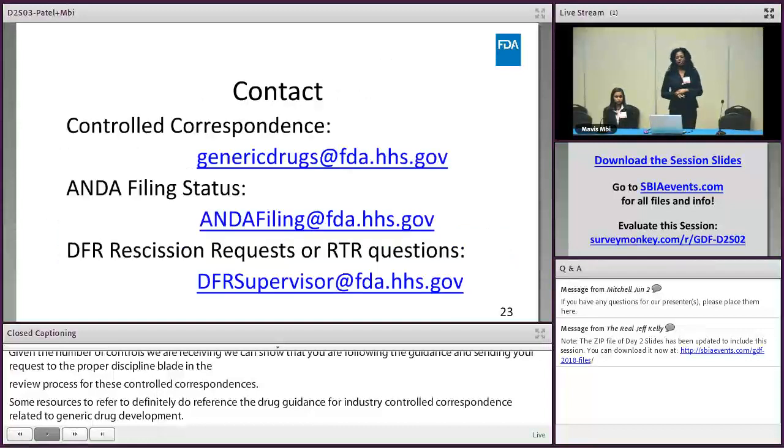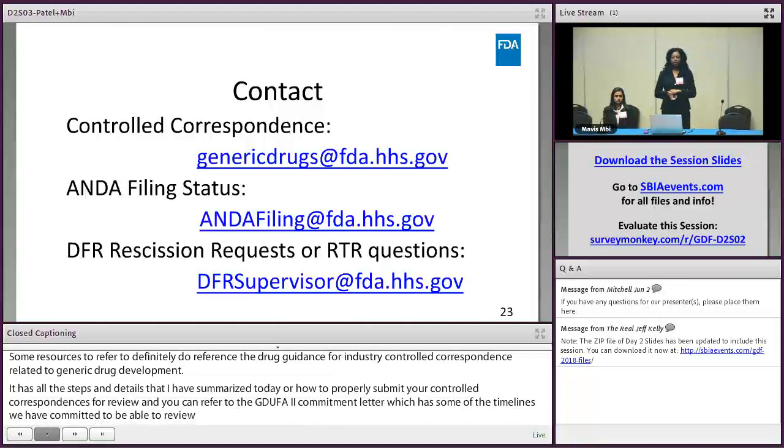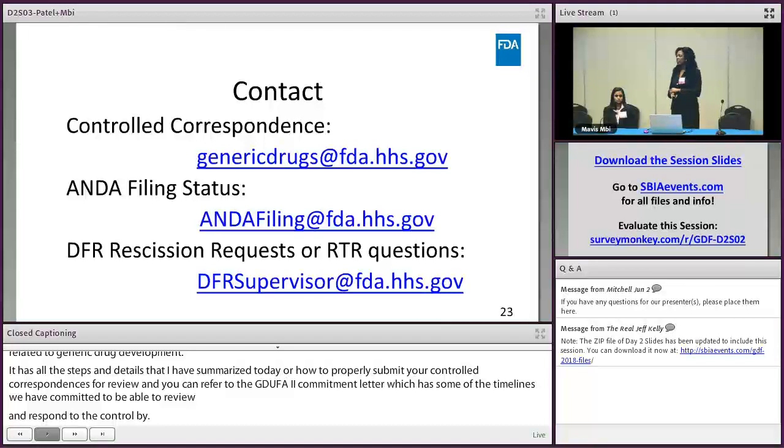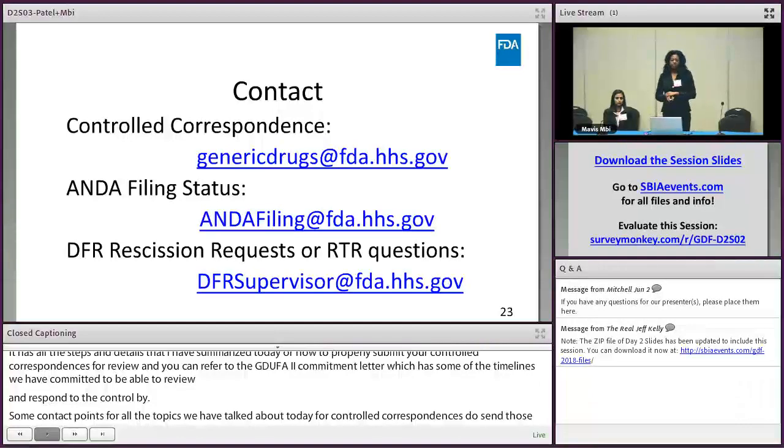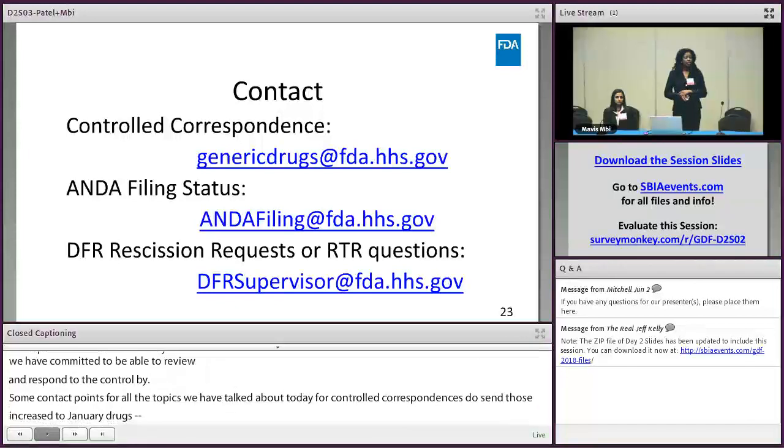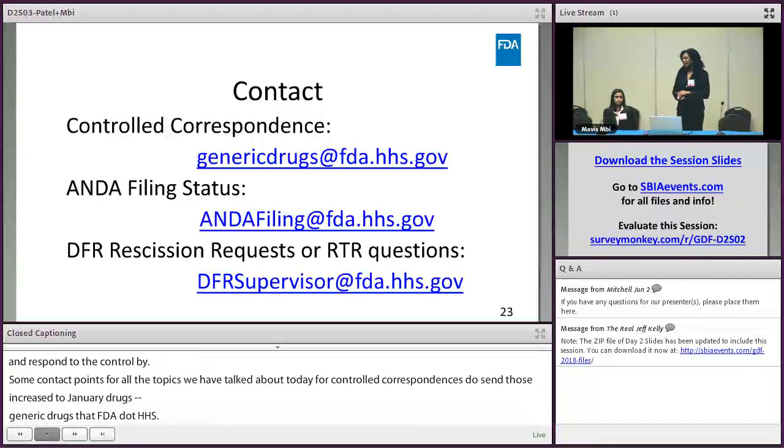Some contact points for all the topics we have talked about today. For control correspondences, do send those inquiries to generic drugs at fda.hhs.gov. For ANDA filing status inquiries, those should go to the ANDA filing at fda.hhs.gov email. And if you have questions regarding your refuse to receive letter or rescission request, send those to DFR supervisor at fda.hhs.gov.